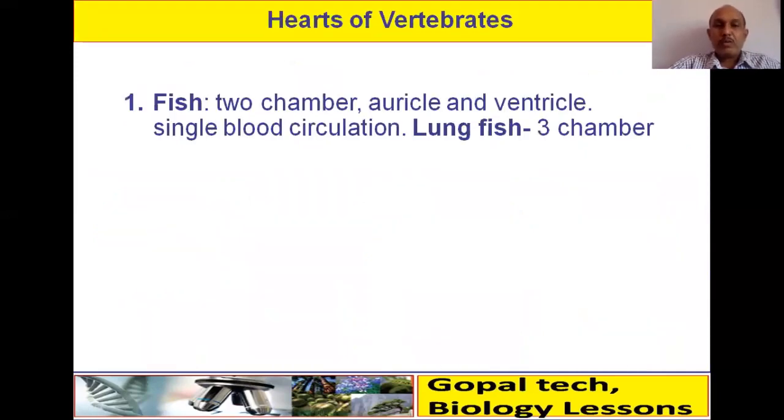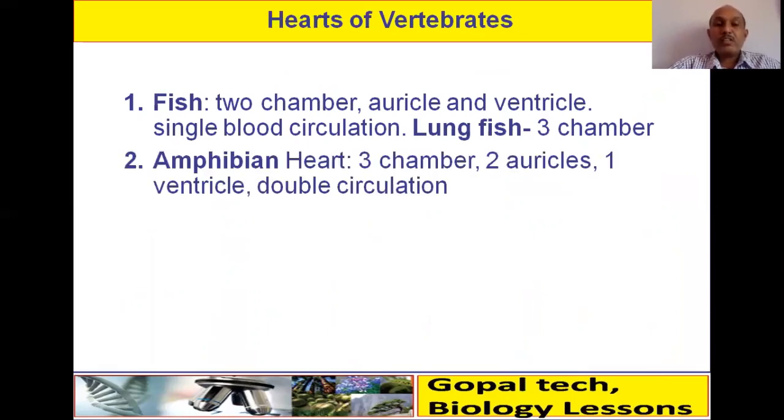Fish, 2-chamber, auricle and 1 ventricle. So therefore here there is a single blood circulation. Exceptional case है lungfish, it has 3-chamber. Amphibians heart have 3-chamber, 2 auricles and 1 ventricle. Double circulation होगा, but here there is a mixing of blood. So therefore they are called cold-blooded animals.